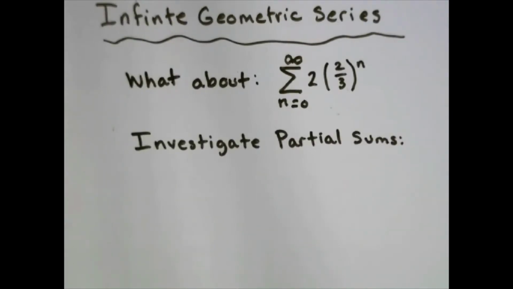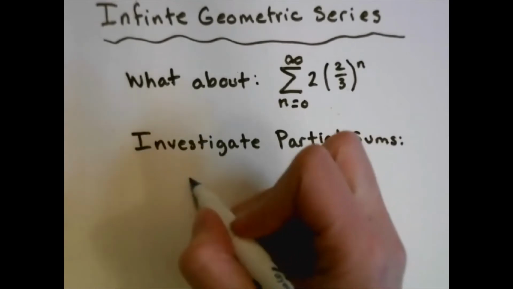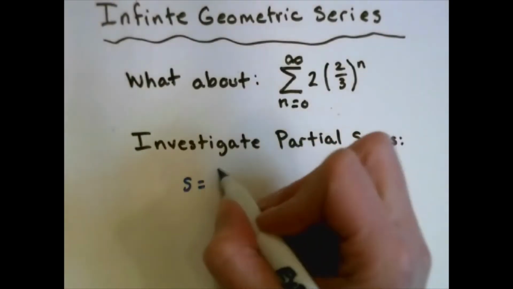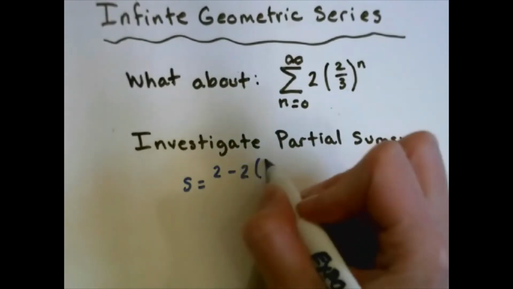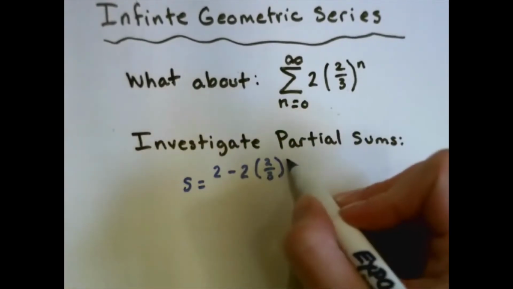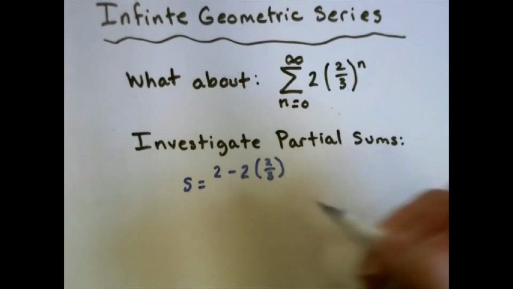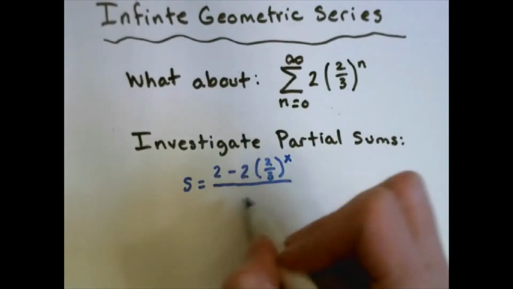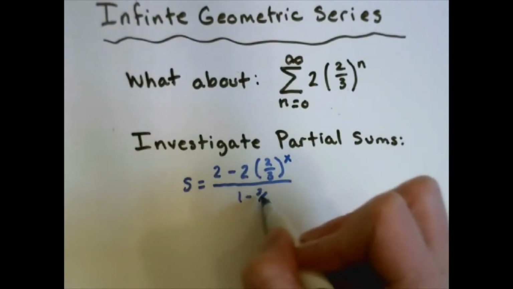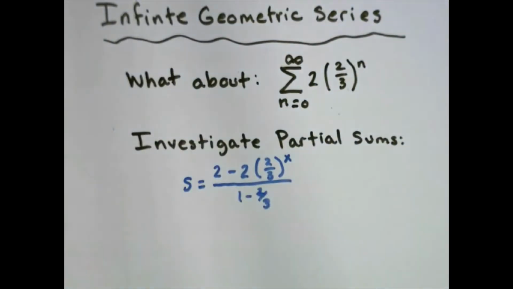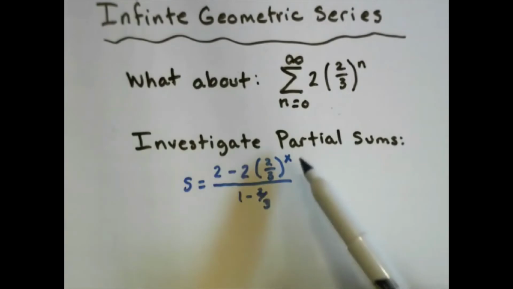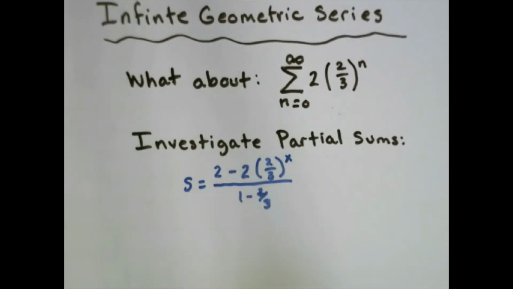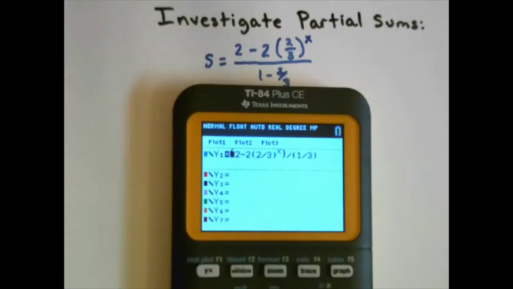What we're going to do is investigate what's called the partial sums. So I'm going to take that sum formula that we did, 2 minus 2 times 2/3, we had it to the 4th, but now I'm going to look at it for any number. So I'm going to make this equal to x over 1 minus 2/3. Okay, so that is my sum formula. The only thing that's going to change is x, which is how many terms were added together.